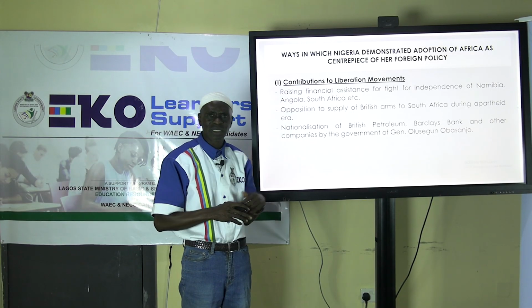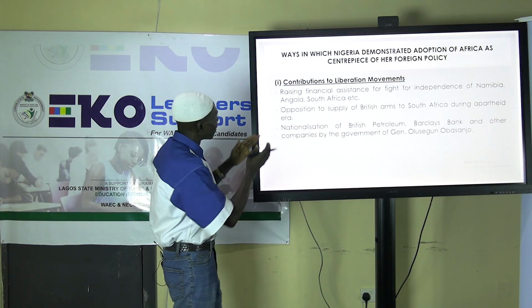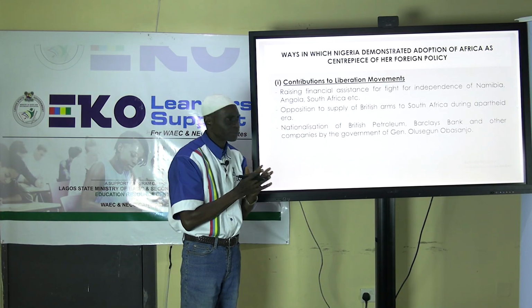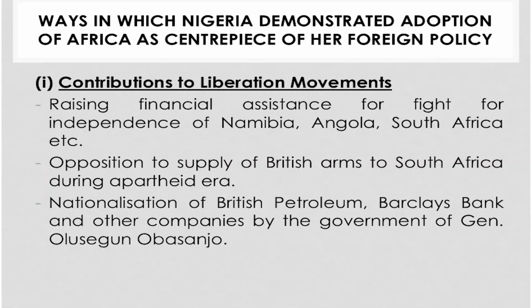How has this been demonstrated? We can divide this into 3. Number 1, contributions to liberation movements. Some of these points are chronological. They are about events and dates. They are inexhaustive. We can get more points to be able to understand better. But let's take an example of at least 3 each from the contributions.